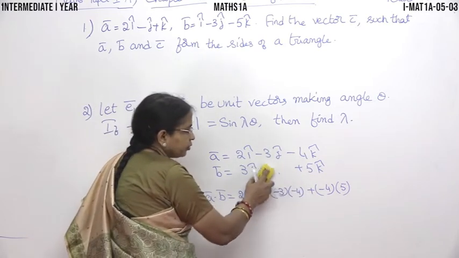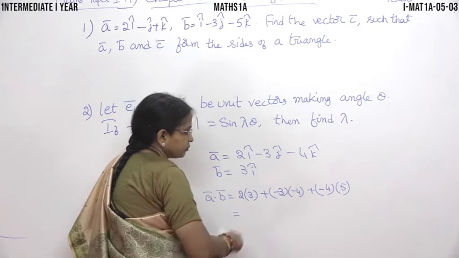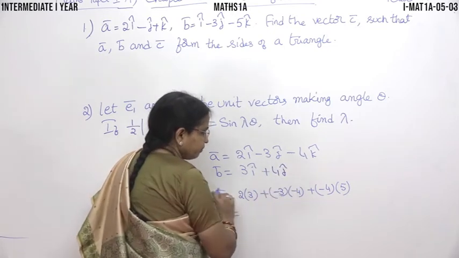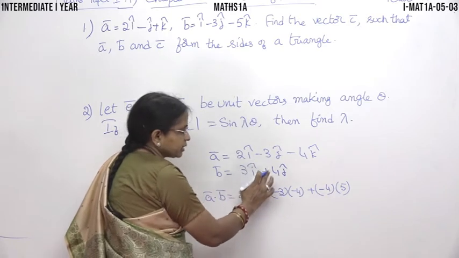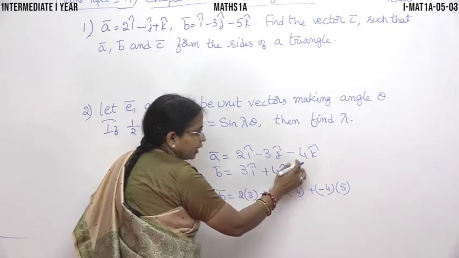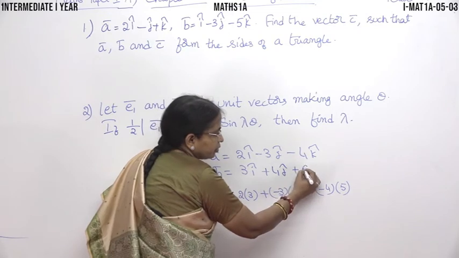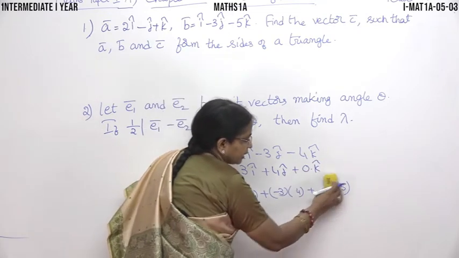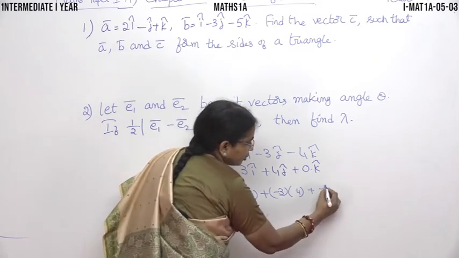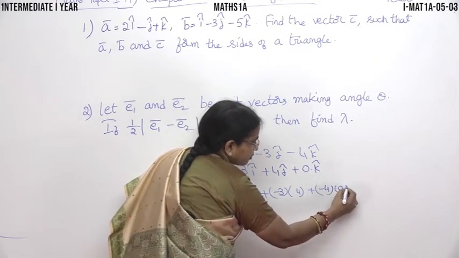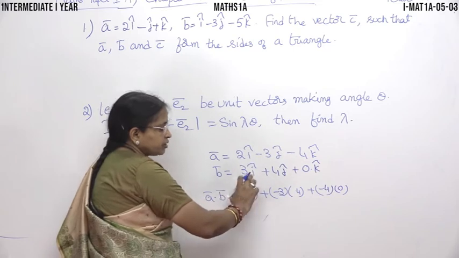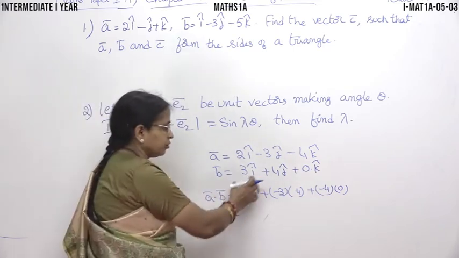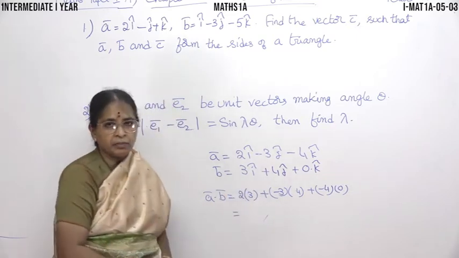Suppose that here you don't have the J term, say 3I plus 4J. Suppose you have only like this. And here you don't have K, so you'll write 0 into K, and then you will write it as minus 4 into 0. So this term becomes 0. If any term is missing, you should take its coefficient as 0 and then write A dot B.